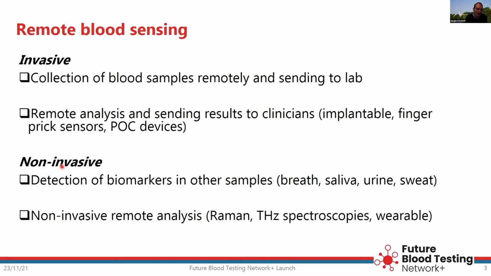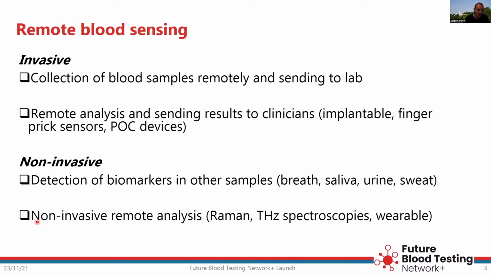So, just two examples. The other approach, and we're probably talking about a very remote future here, is if we can achieve all of this non-invasively or using minimally invasive technologies. So for example, detection of biomarkers in other samples, so indirect blood analysis, using samples such as breath, saliva, urine, or sweat. I show one of the examples today from literature where biomarkers can be measured in sweat, for example, and provide indirect information about blood content or blood chemical parameters that we want to detect.